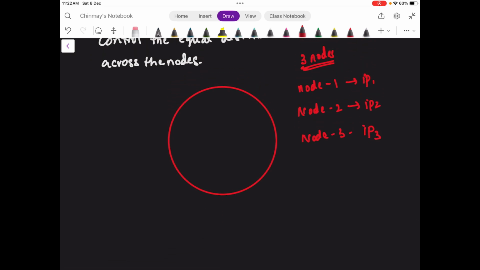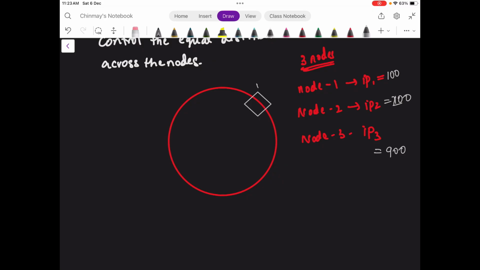Now the problem here is that there is no guarantee that these nodes will be placed at equal hash positions. If you hash IP1, there is a chance that it gets a value of 100. If there is an IP2, there is a chance that it gives a value of 200. There is a chance that this IP will give 900. If the values are like that, what will happen?